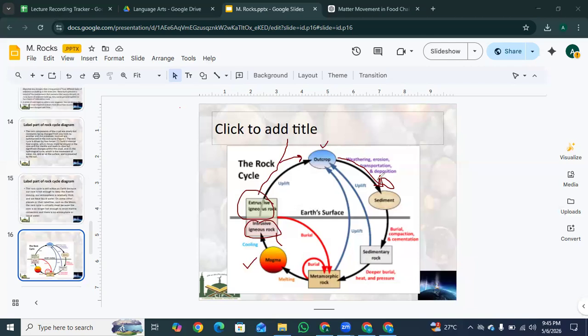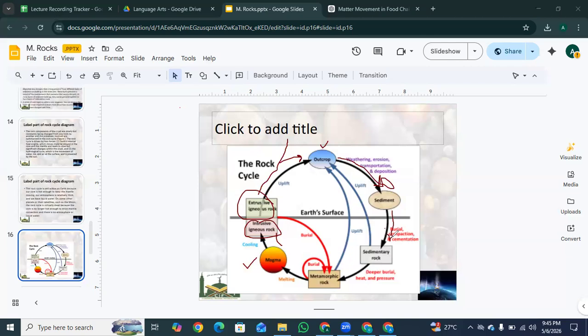The next one is the wind and water carry that sediment away and drop it in layers. Over time these layers are buried and squeezed together, and they glue together to become sedimentary rocks. Like you can say that sediments become sedimentary rocks.